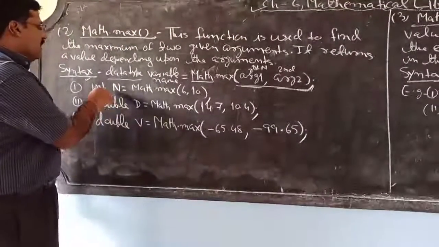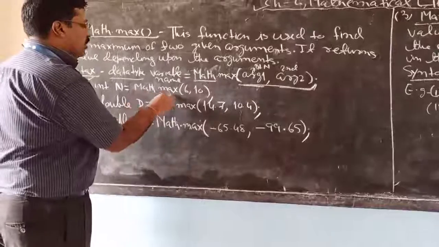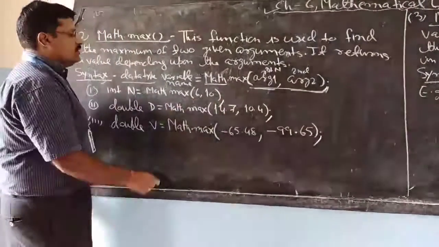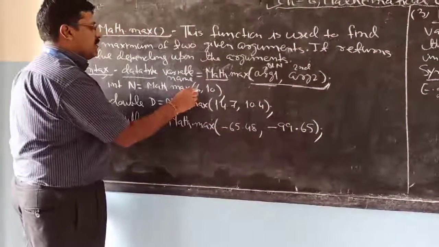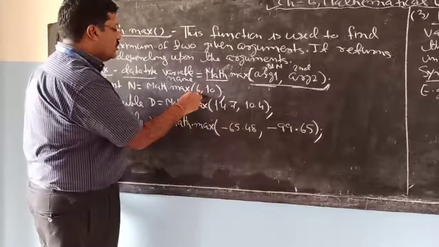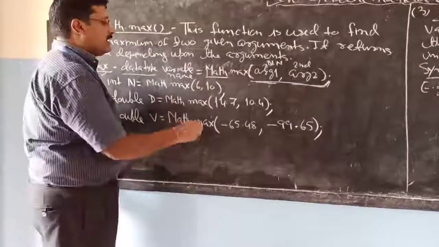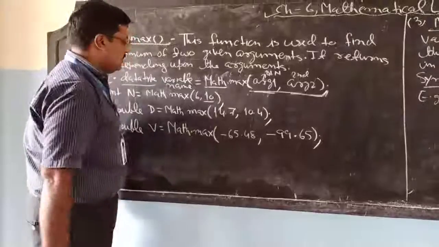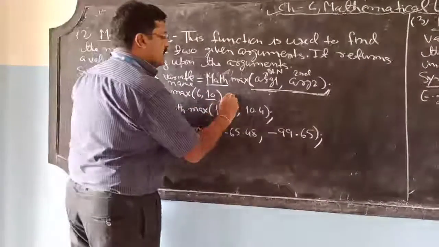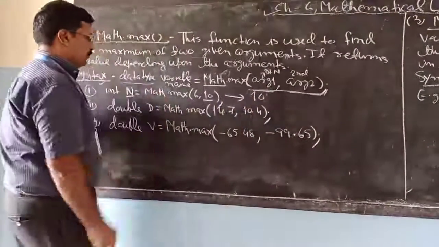Let's see the example. int n = Math.max(6, 10). So you see 6 comma 10. First number is 6, second number is 10. So which one is the bigger? Which one is the greatest one? The bigger is 10. So the value of n will be 10. What will be stored? 10.